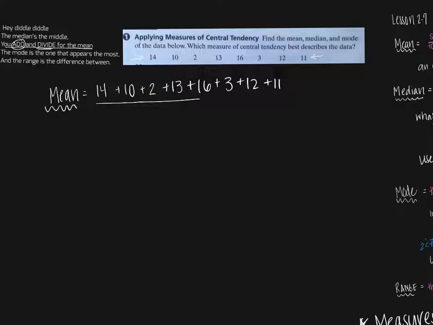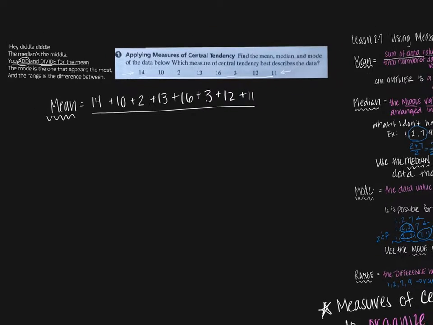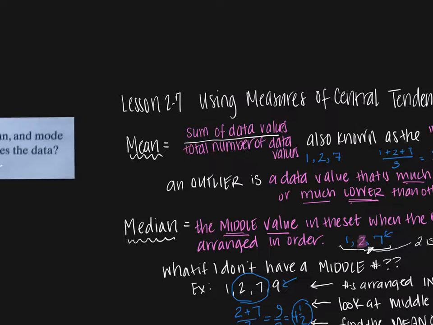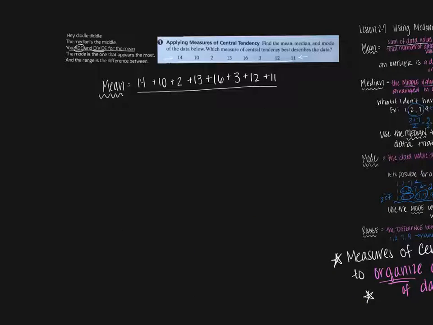So I'm going to divide all of this by what? Do I divide it simply by each of these data points again? No. I divide it by the total number of data values. Okay. So let's count what my total number of data points are. I have 1, 2, 3, 4, 5, 6, 7, and 8. So I'm going to divide all of this here by 8. All right, let's solve and see what I get.